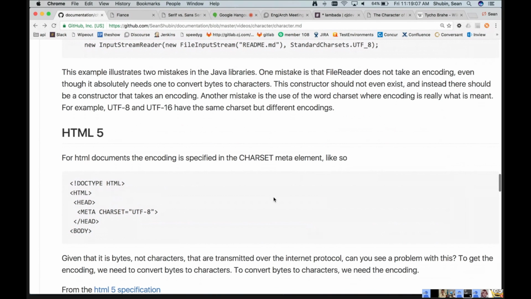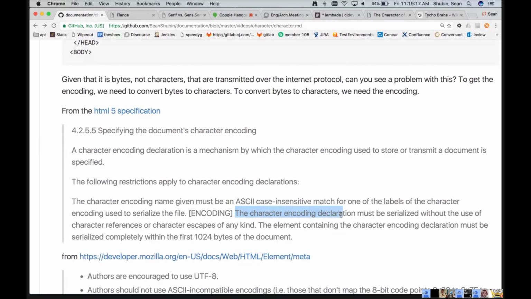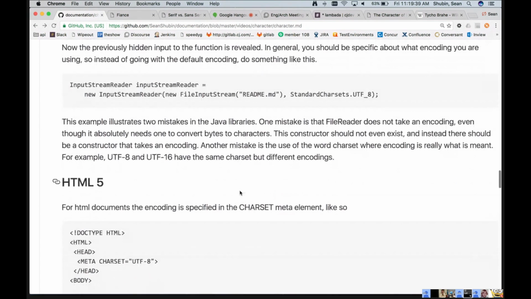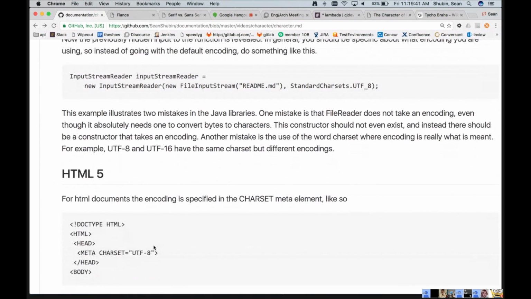Well, I looked it up in the HTML specification, and it has this rule that says the character encoding declaration must be serialized within the first 1,024 bytes of the content of the document, and it uses ASCII for that. So your first 1,024 bytes have to be compatible with ASCII. Now UTF-8 works because it's compatible with ASCII, but not all Unicode character sets are.